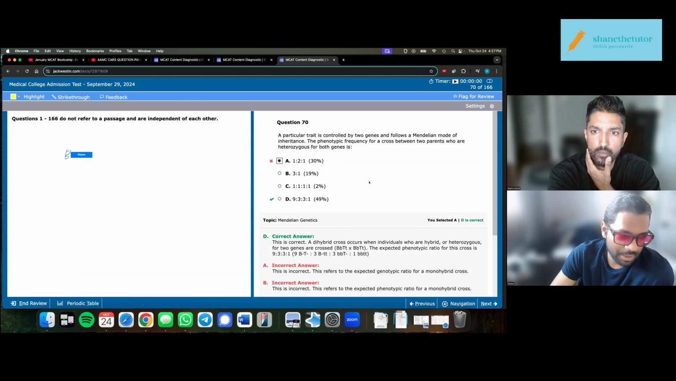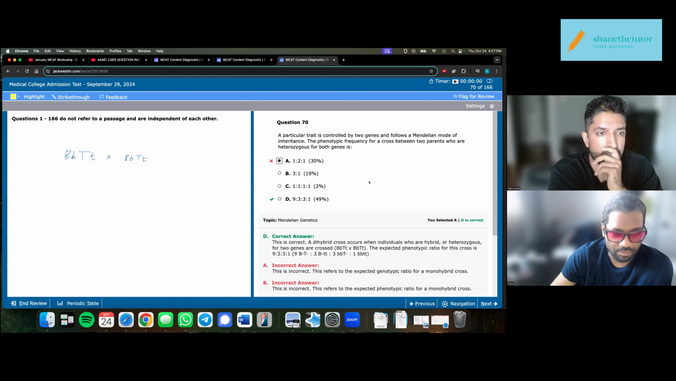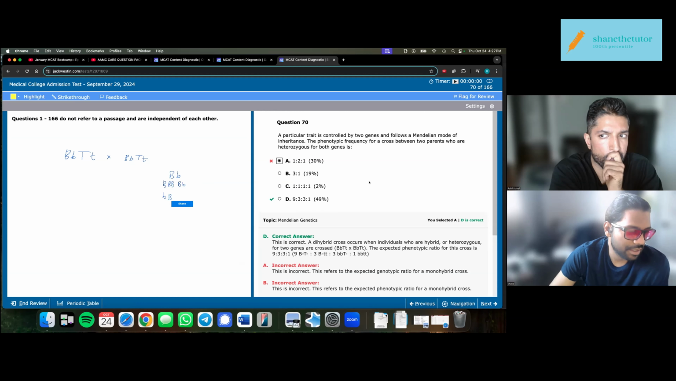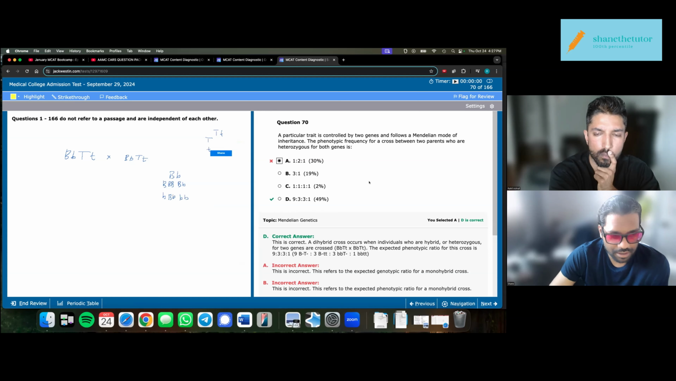So we have big B, little b, big T, little t, and crossed with the same thing essentially. What I would do is draw a Punnett square for the B's and then a separate one for the T's. So B, this over here gives us this. And then this gives us this. Okay, so they're both 1 to 2 to 1 separately.